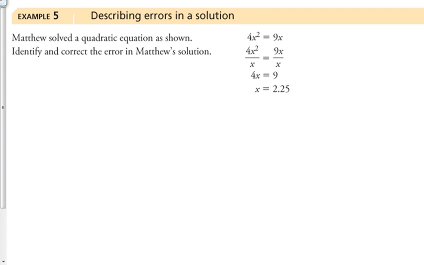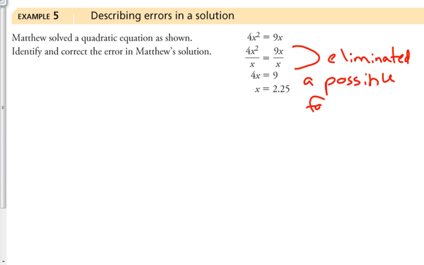Example 5. Describing errors in a solution. Matthew solved the quadratic equation as shown. Identify and correct the error in Matthew's solution. If we take a look, Matthew made an error in this second line. He divided both sides by x, so he eliminated a possible factor, x equals 0. Because remember, we can never divide by 0.